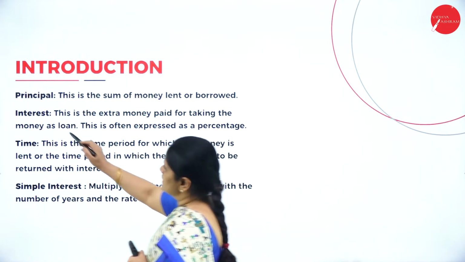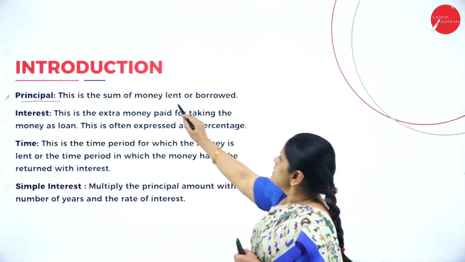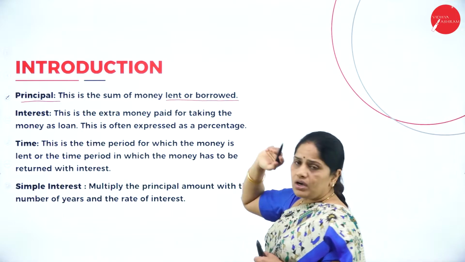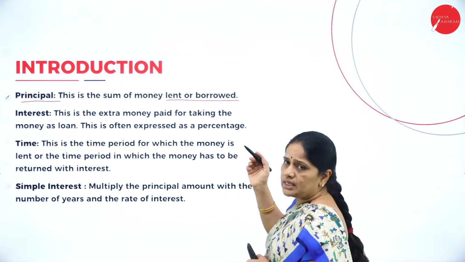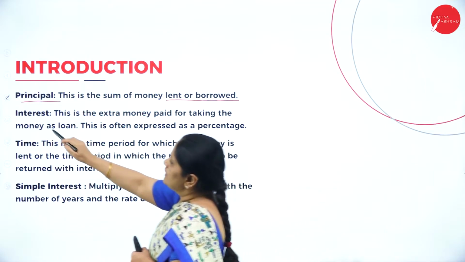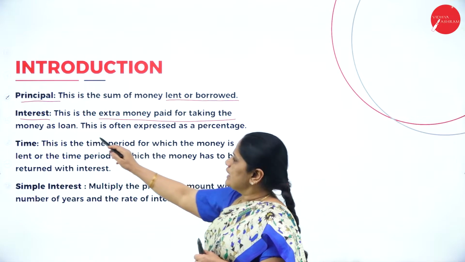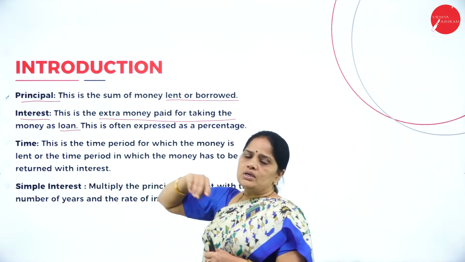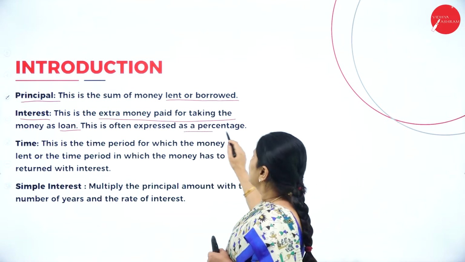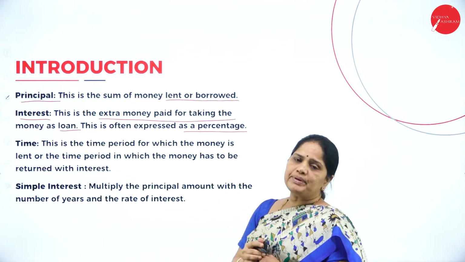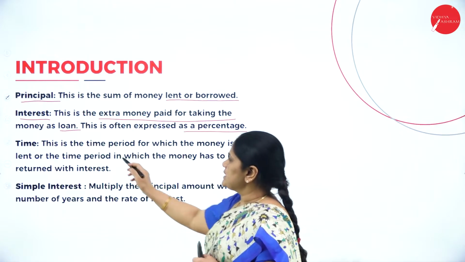So, first thing is principal. Now, what is this principal amount? This is the sum of money which is lent or borrowed. So, any amount which is lent or borrowed, we call it as the principal amount. Second one is interest. It is the extra money paid for taking the money as loan. So, whatever amount you pay extra, that is the interest, and it is often expressed as a percentage. So, the rate of interest will always be expressed as a percentage.